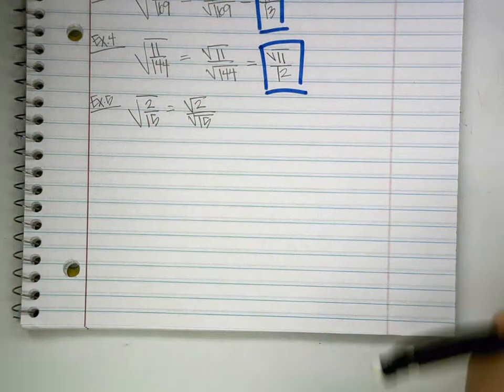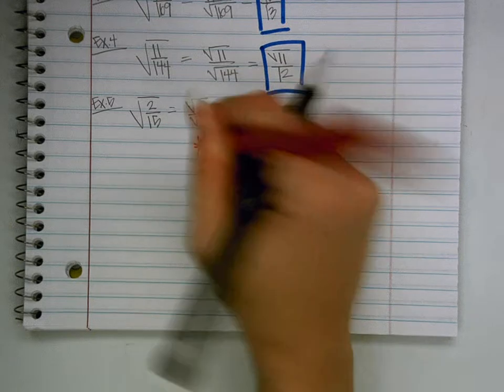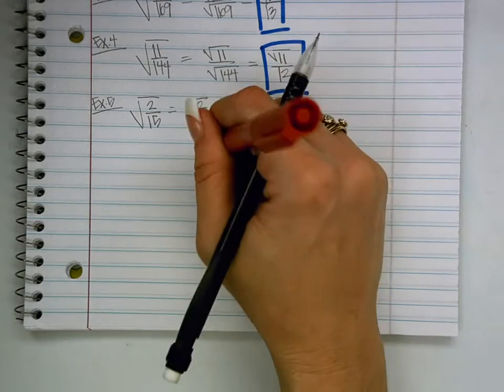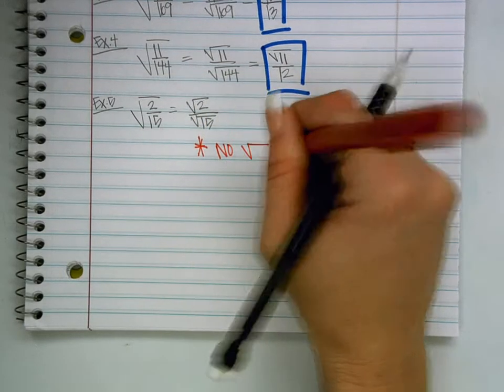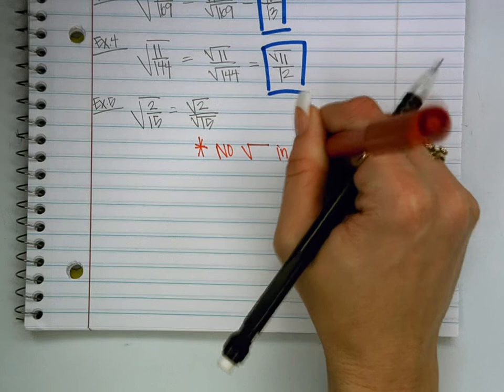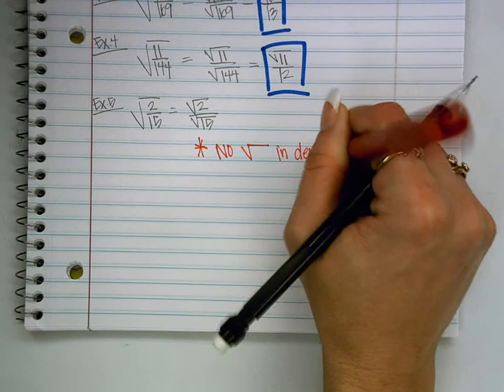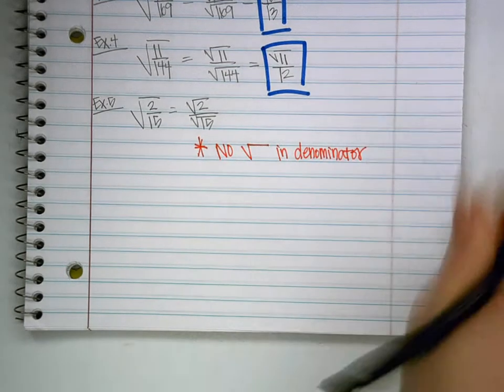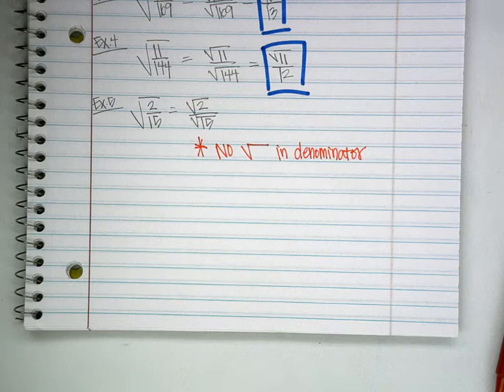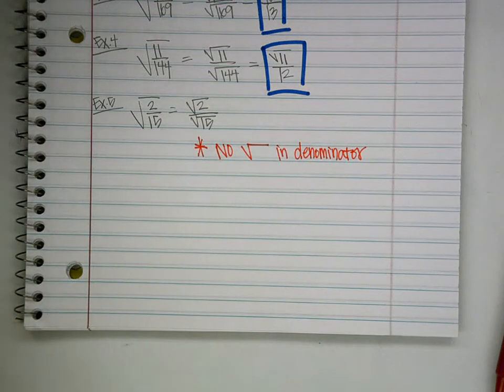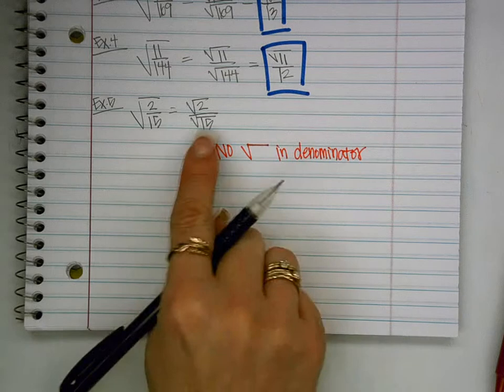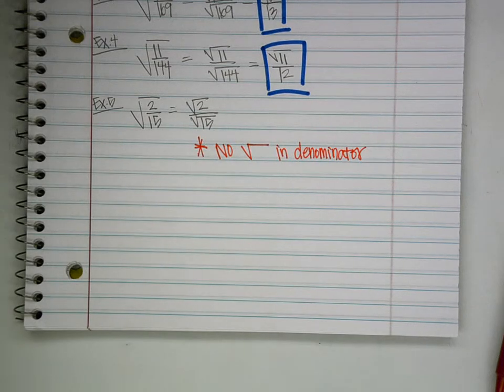Now, there is something in math, a rule that basically says there can be no radicals in the denominator of an answer. You cannot have any radicals in the denominator of an answer. So does anyone have any ideas, and I believe we've done this before, how do you get rid of a radical in the denominator? Anyone remember?